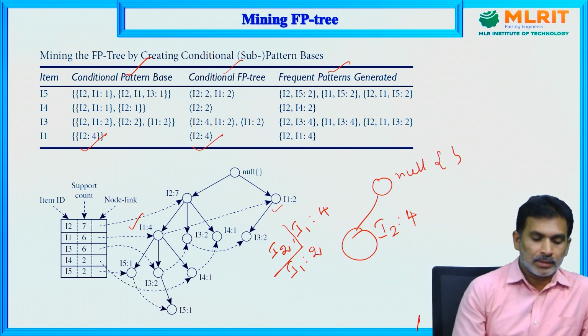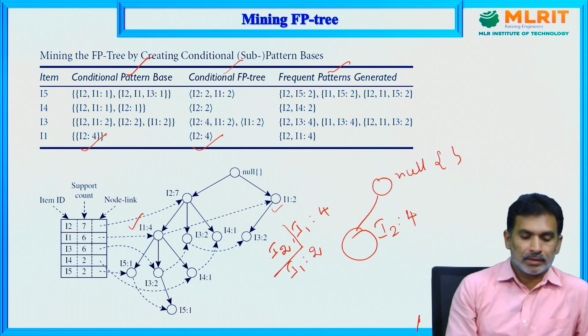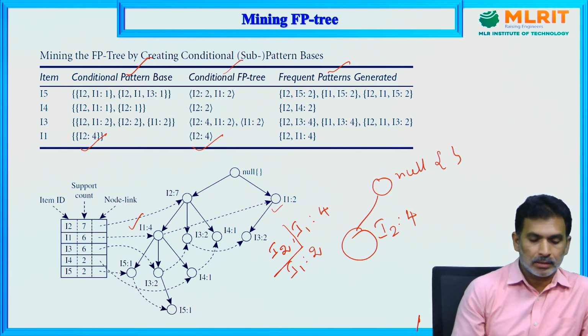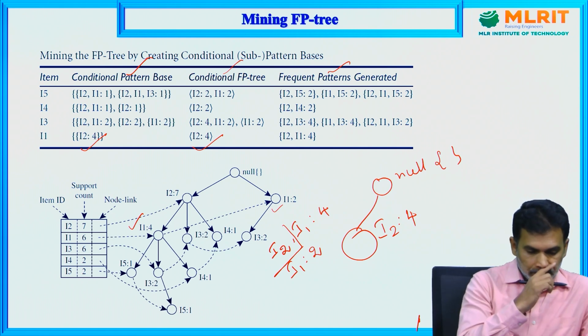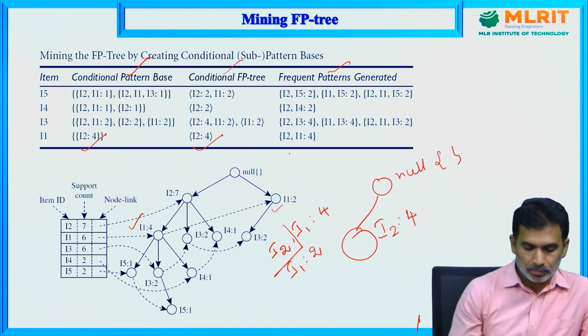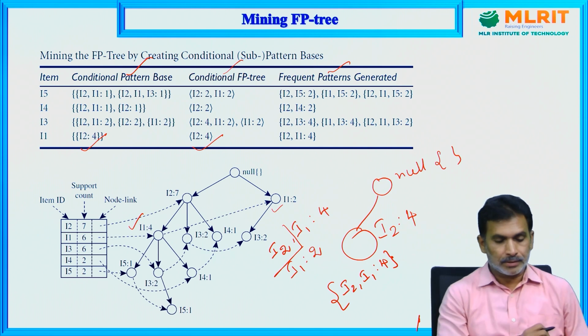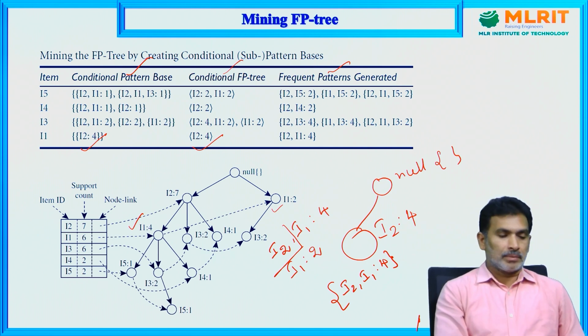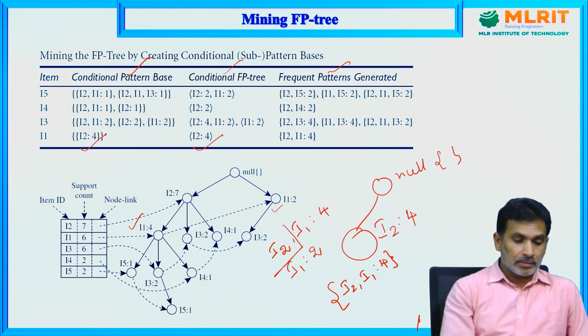Now from this conditional FP tree we are going to generate the frequent patterns. The combination we take is I1, I2. This is the only possible combination, so I2, I1 with support 4. This is the only frequent pattern generated from the conditional pattern base of I1.